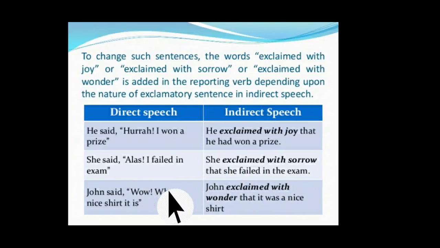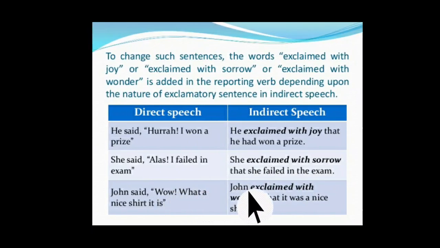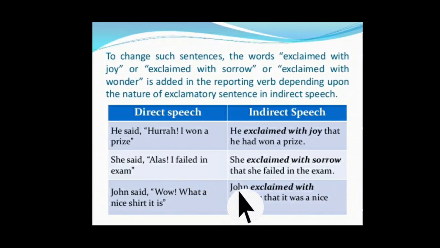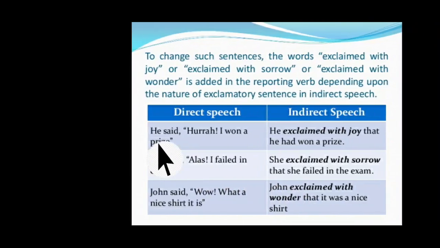And then John said, wow, what a nice shirt it is. John exclaimed with wonder that what a nice shirt it is. So we need to understand three words. Wow, exclaimed with wonder. Alas, exclaimed with sorrow. And hurrah, that is exclaimed with joy.